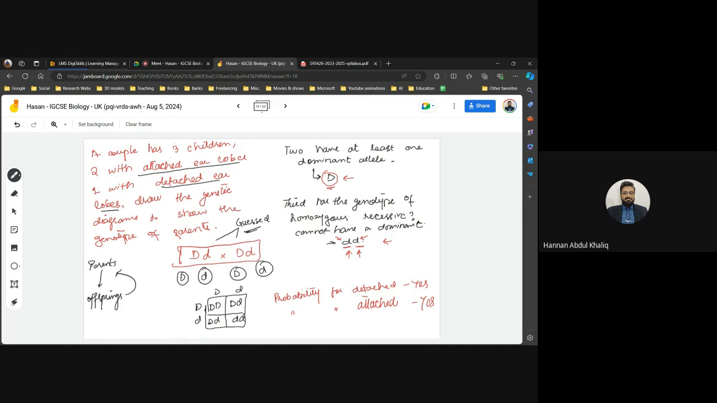Why? Because if two of their children are getting a dominant phenotype, it means that they must be getting a dominant allele from their parent, and it means the parents possess the dominant allele. So we said that maybe both of the parents have the dominant allele, which is going to appear in the offspring. That is basically the way we do the crosses. Is this clear?